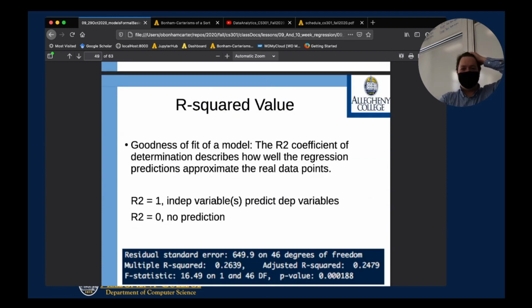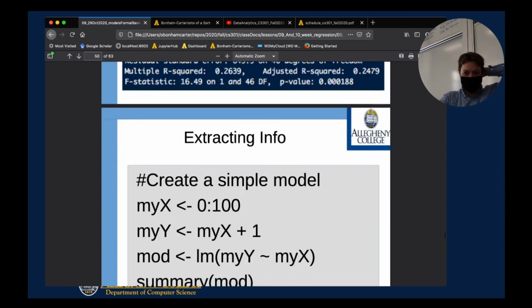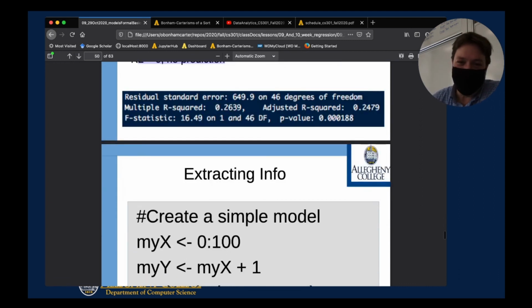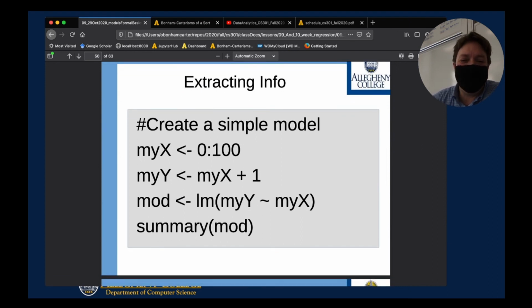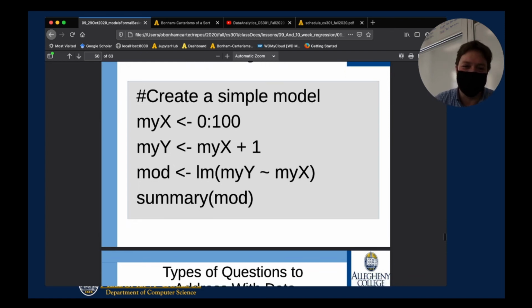Here's some more information about the R squared. I'm going to gloss over this because we've actually been talking about this. The R squared, we have the adjusted and the multiple. Remember that when the R is equal to 1, it says the independent variables are predicting the dependent variable. When R is equal to 0, we have no prediction. That means there's really no correlation. Here's just some more code that you can look at that'll show you an example where my x and my y have perfect correlations, mathematically.